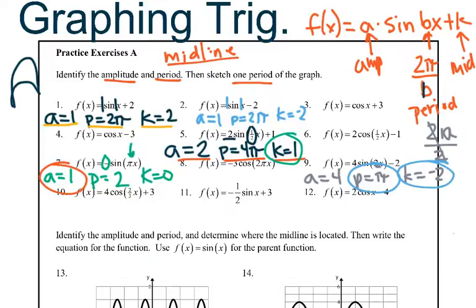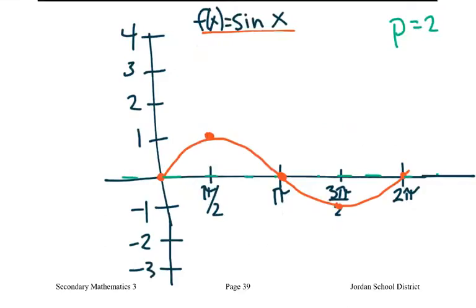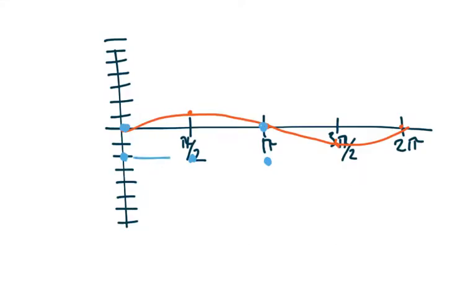Now my amplitude is 4. So when I go halfway between these two, I have to also go up 4. So it'll be about right here. When I go halfway between these two, I'm going to go down 4. So it'll be like right there. So I end up going like this for my function.